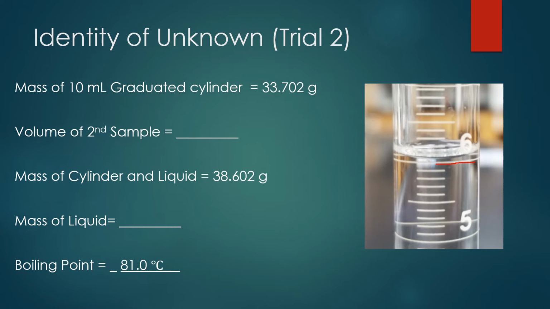Now, the mass of the empty graduated cylinder is the same because we're using the same graduated cylinder that we did in trial 1. Once we fill this up to approximately the 6 mL mark, we mass the cylinder with the liquid in it to get 38.602. To figure out the mass of the liquid, then, you're going to subtract these two numbers so that you subtract out the weight of the graduated cylinder and are left with just the mass of the liquid itself.